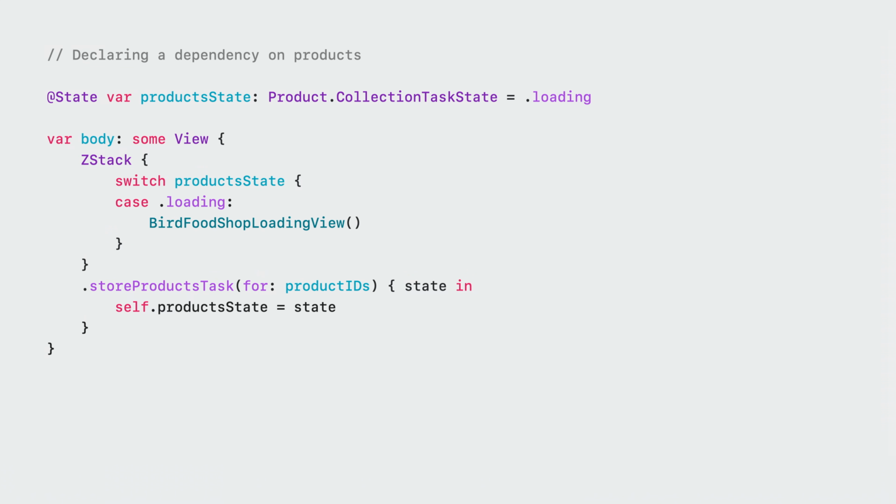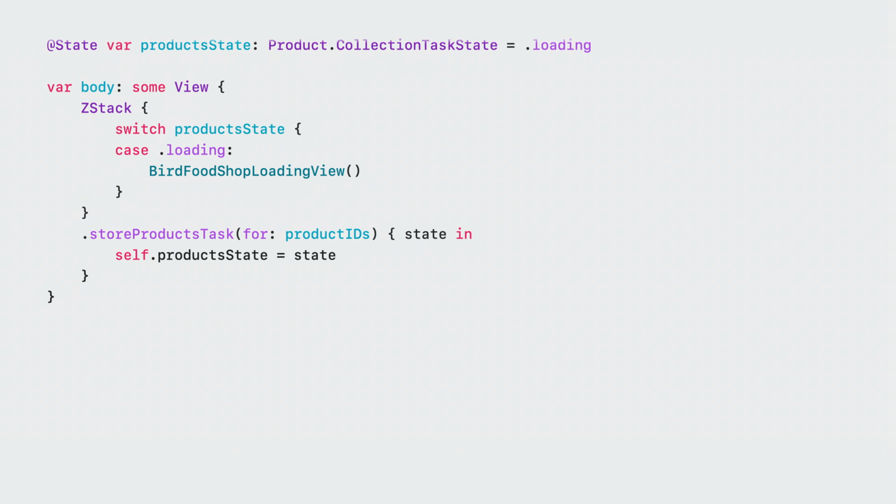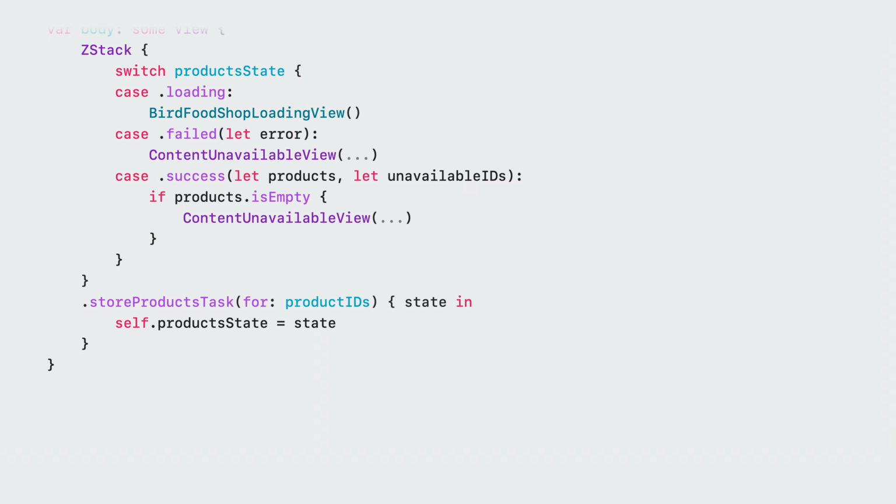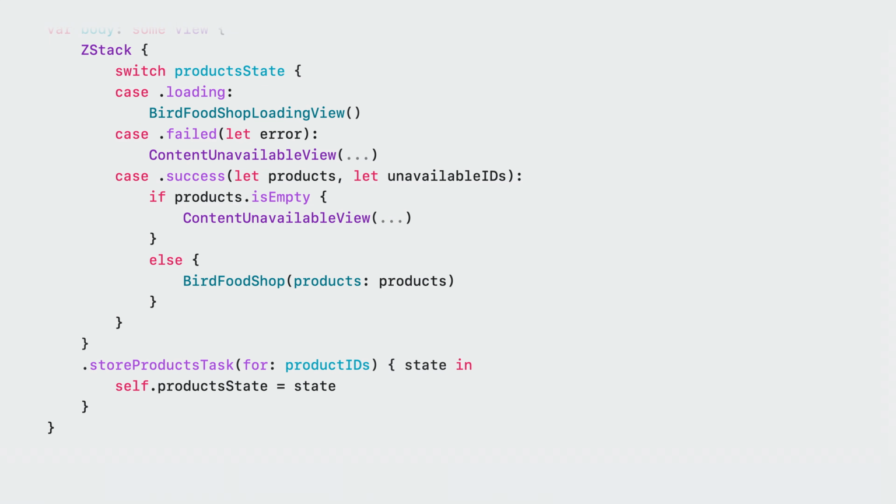From here, we can show our loading view on loading, use the new content unavailable view if the products aren't available, or just show our bird food shop directly with the preloaded product values. It's that easy.